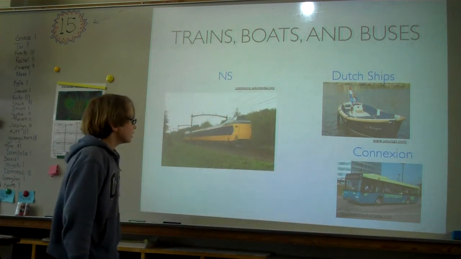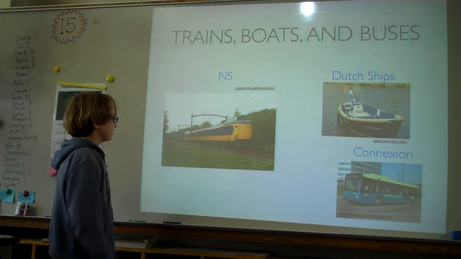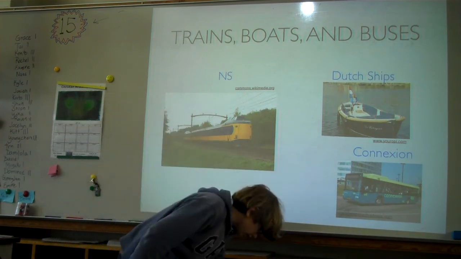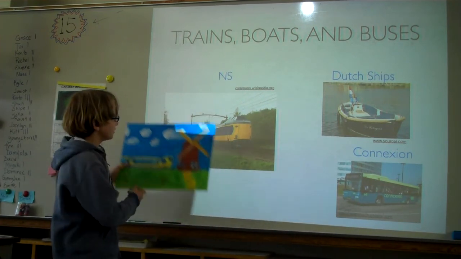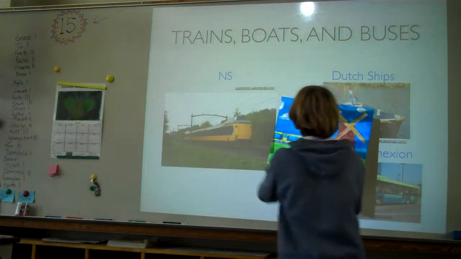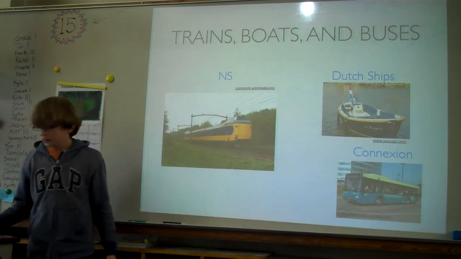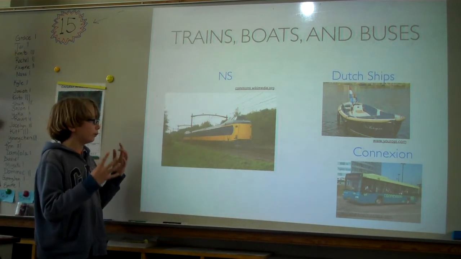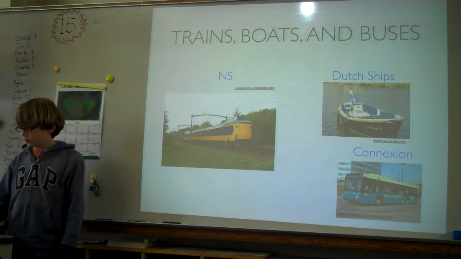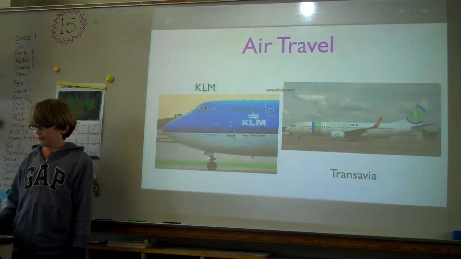And the main train company is NS, with this train as an example, which I also drew on this painting. See these things? That's called the koploper, so like head runner, because it goes really fast.